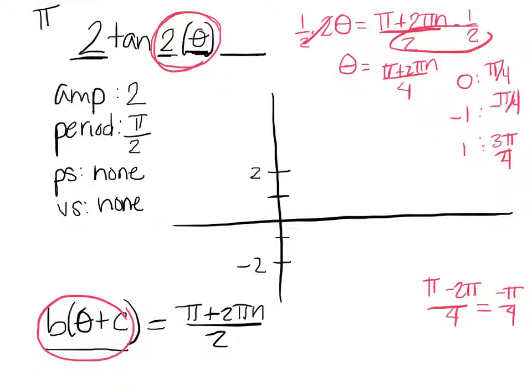So here's what just happened. I'm going to put -pi over 4 on the graph. I'm going to put pi over 4 on the graph. And I'm going to put 3 pi over 4 on the graph. So then I get my asymptotes. That's where I put in these guys here.